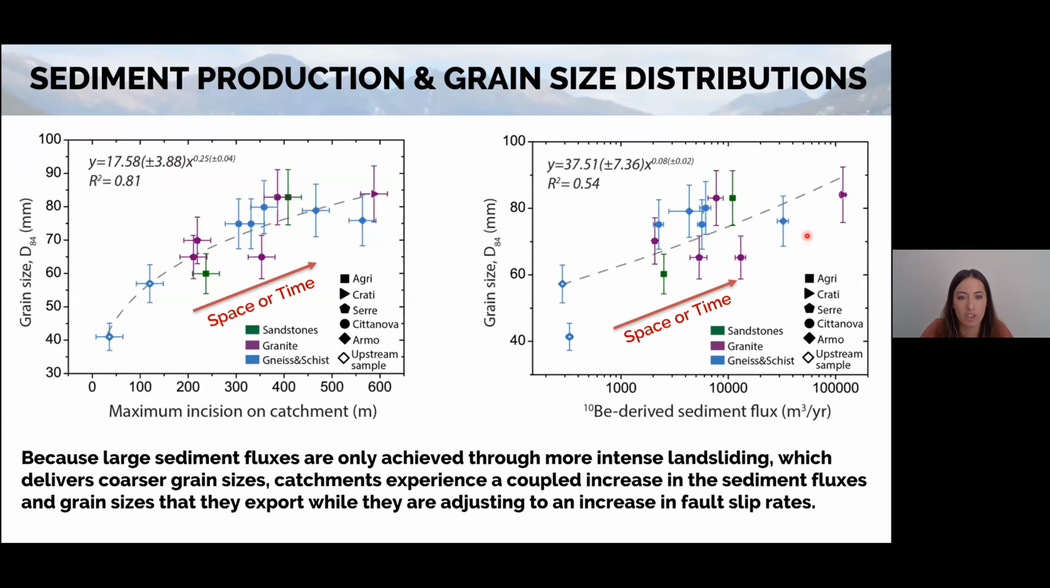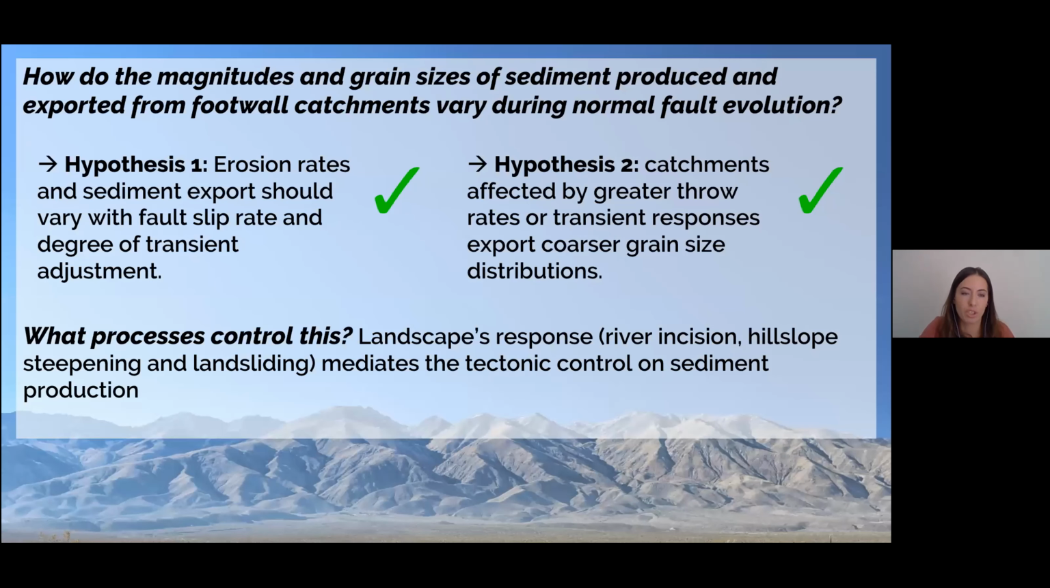So as the catchments adjust to an increase in fault slip rate, in this case due to spatial differences, but we also think this could maybe be extrapolated to time evolution, they experience a coupled increase in the sediment fluxes and the grain sizes that they export. Just to wrap up, I'll leave you with the main questions we've addressed, the two hypotheses that we tested with our field data, and we've shown that basically it's the landscape response that mediates the tectonic control of sediment production. Thank you.